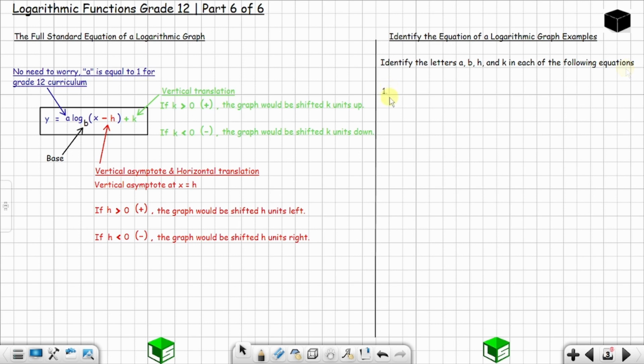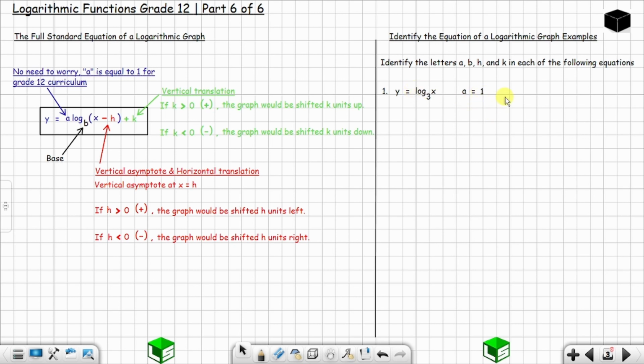Question 1, you are given y is equal to log of x base 3. So this is what you are given. Now you are requested to identify A, B, H, and K. What is A equal to? You can see A is 1. There is an invisible 1 in front of the letter log. So A is equal to 1.